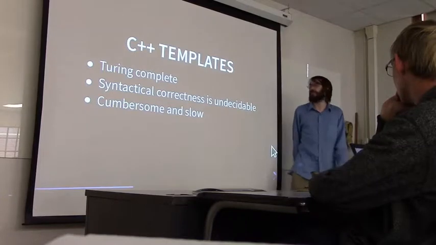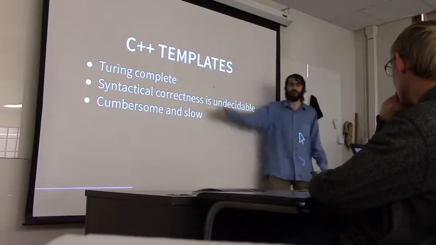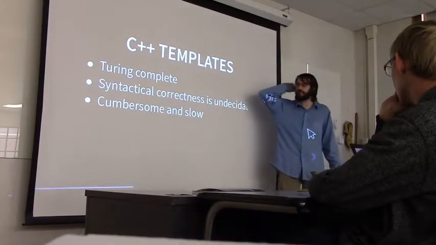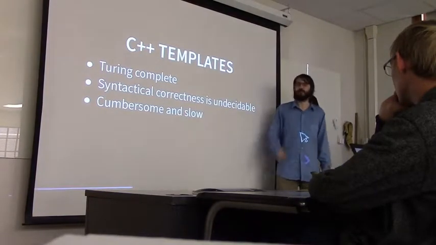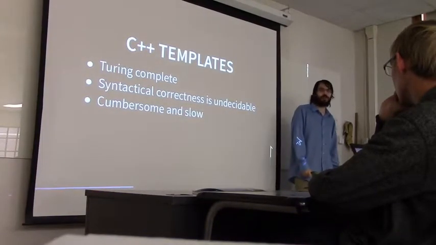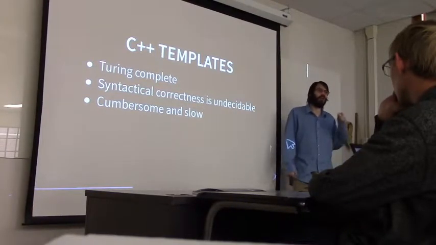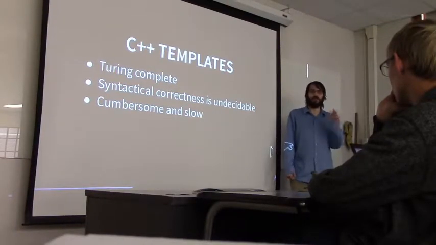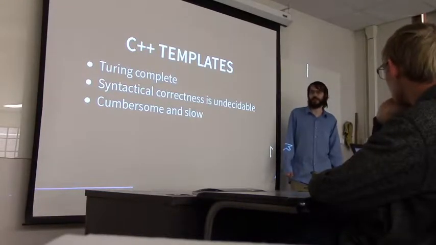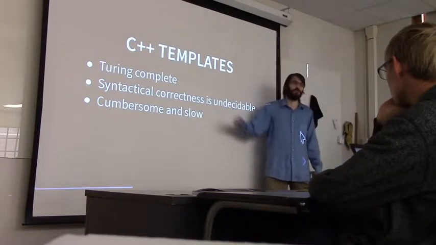So, C++ templates, another layer above C macros. These things are Turing complete, which of course by the halting problem and the way C++ syntax is defined, means that it is now undecidable whether or not a C++ program is syntactically correct. You can embed the halting problem into your template definitions to make them either evaluate to a type or a value, and syntactically you're not allowed to use those interchangeably. So if a value is in a type place, it's syntactically incorrect, which means it's undecidable. And these are cumbersome and slow.